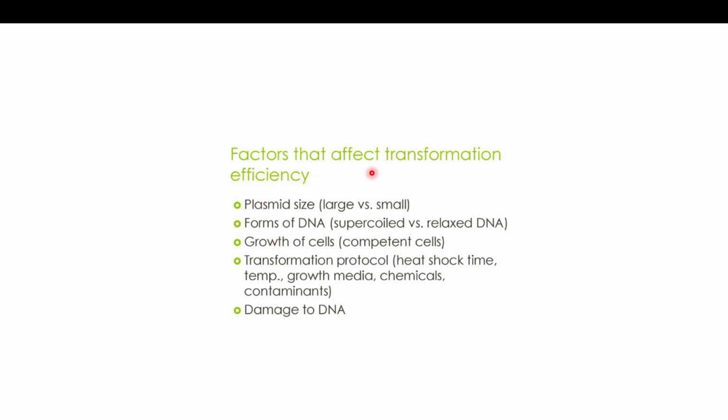So, what are the different factors that can affect transformation efficiency? Plasmid size, that we were talking about, whether it's really large or small. Definitely, something which is around 1 kb, 500 bases long, can easily get inside. Okay, but then plasmid size versus the vector size that we are talking about. Forms of DNA, whether it's supercoiled or relaxed: definitely the supercoiled one will have a smooth entry into the recipient cells as compared to the relaxed one.